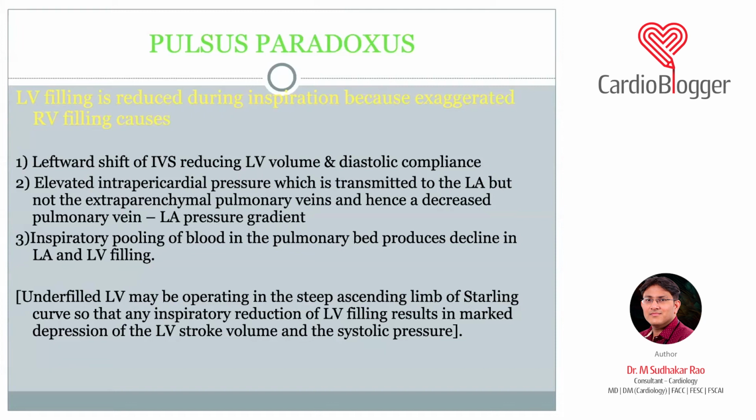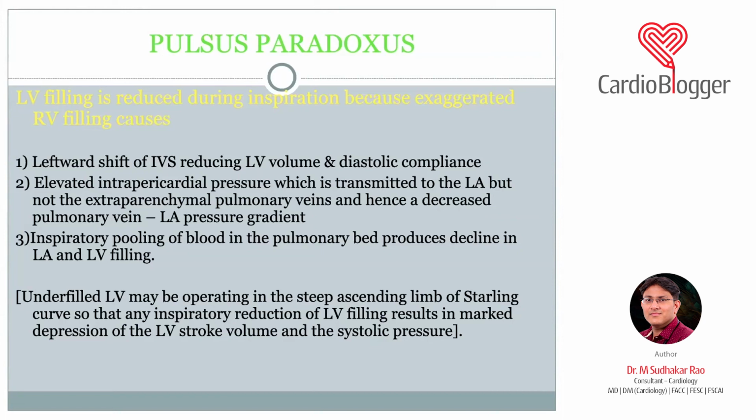Now, many people will ask, why does it happen in constrictive pericarditis? In constrictive pericarditis, there is a constriction to the intracardiac structures. We know the LA is an intrapericardial structure, but the pulmonary veins are extrapericardial. The pulmonary veins are not intrapericardial.